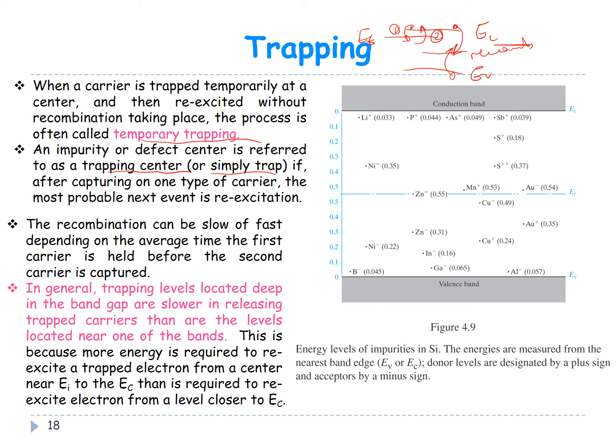So if a state captures an electron and next captures a hole, or vice versa, if it starts by capturing a hole and then it captures an electron, then it becomes a recombination center. But if it captures an electron and re-excites the electron, captures the electron and re-excites the electron, it becomes a trap. Or if it captures a hole and re-excites the hole, captures the hole and re-excites the hole, it's also a trap state. Now, from this, you can see that when states are close to the conduction band, they are most likely to act as electron traps.